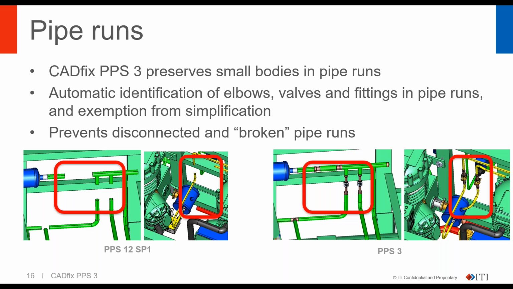We've got a couple of examples here. So the first one, the one on the left, just shows the preservation of a few pipe fittings. And the second, on the right-hand side, is a case where we have retained a significant section of the pipe run that is comprised of 9 consecutive small bodies.